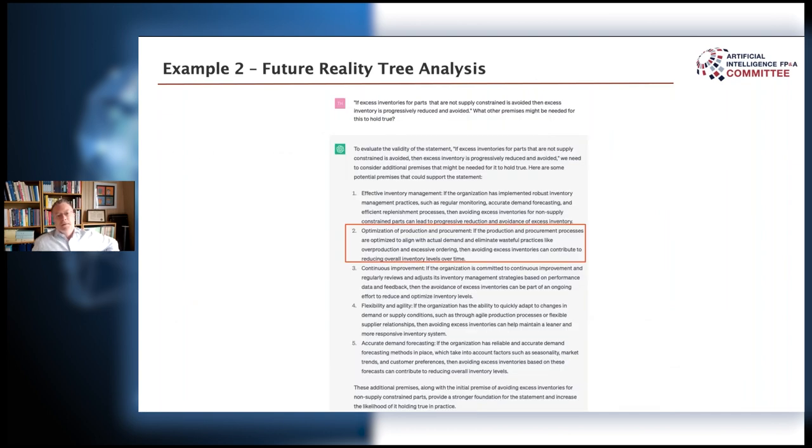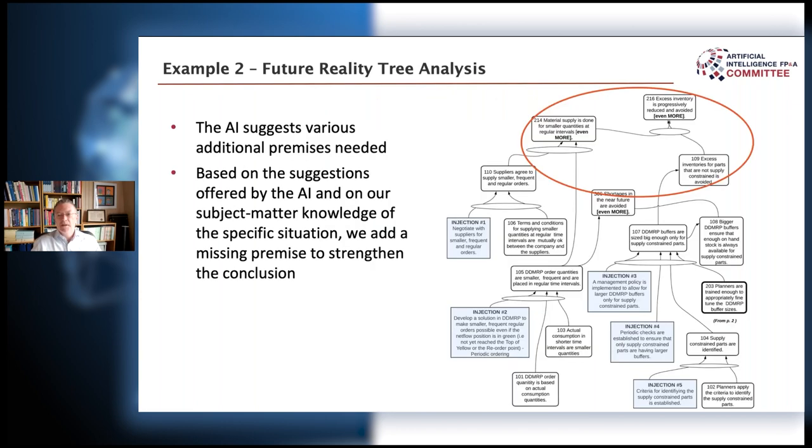So we ask the question, and we get suggested additional premises that might be needed for this to hold true. And what we focus on here is this part. It's the overproduction, excessive ordering, etc. Now, if we look again at the analysis, we see immediately how this is needed to actually strengthen and validate it.